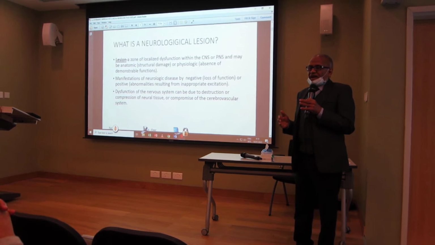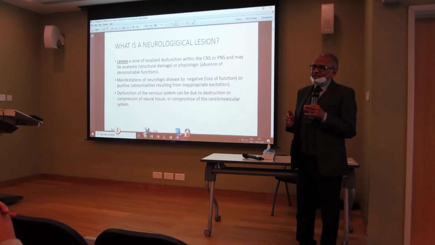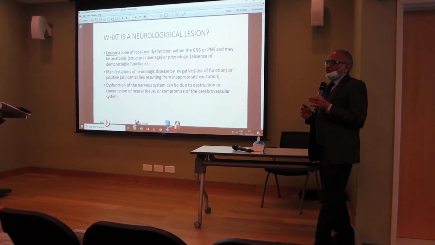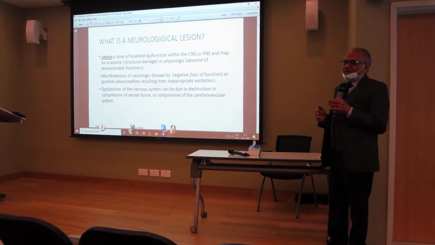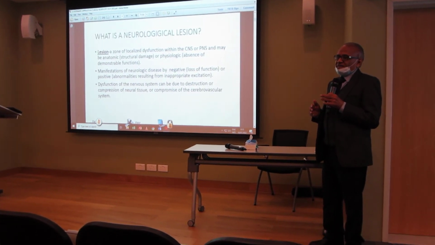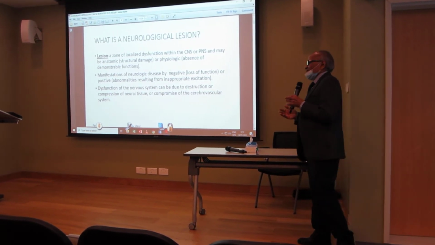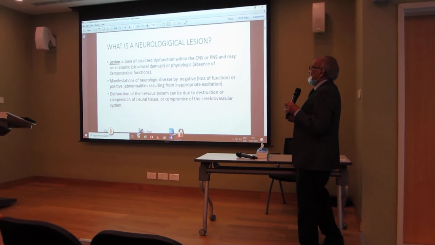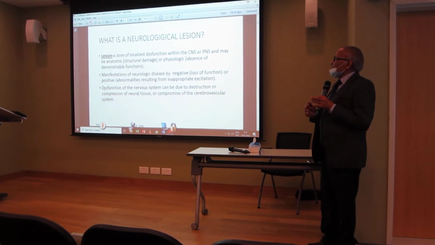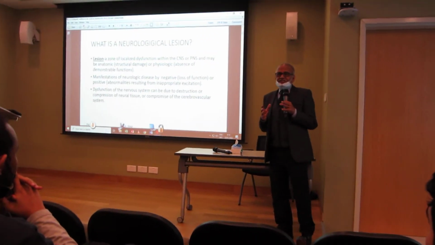If you recall back, the brain and spinal cord constitute the central nervous system. Rest all is the peripheral nervous system. So a defect at any level in the brain and spinal cord is a lesion of the CNS, otherwise it will be a lesion of the PNS. Secondly, in a lesion there can be a structural change.